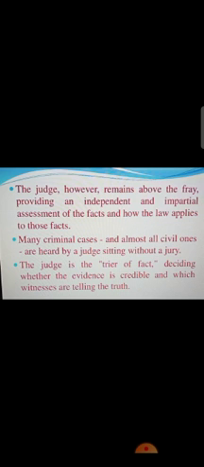The judge is the trier of fact, deciding whether the evidence is credible and which witnesses are telling the truth.